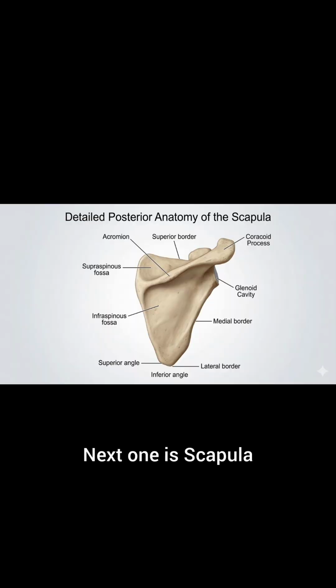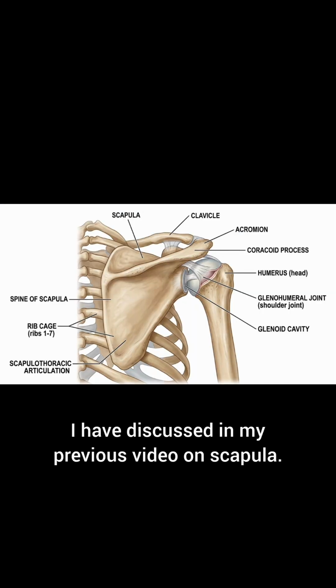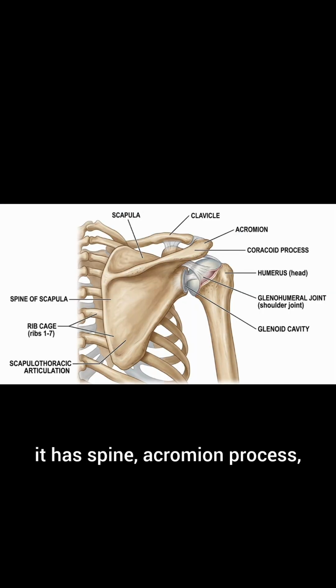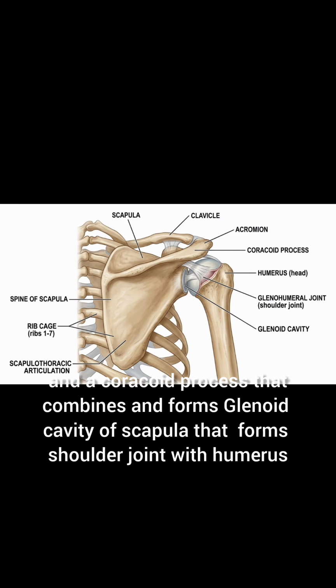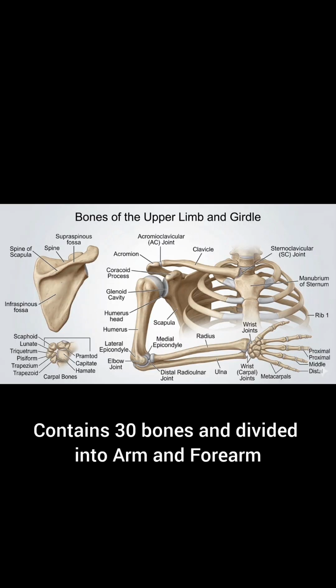Next one is scapula, a flat triangular bone located on the posterior thoracic wall. I have discussed it in my previous video on scapula. It has a spine, acromion process, and a coracoid process that combine and form the glenoid cavity of the scapula that forms the shoulder joint with the humerus. Upper limb contains 30 bones and is divided into arm and forearm.